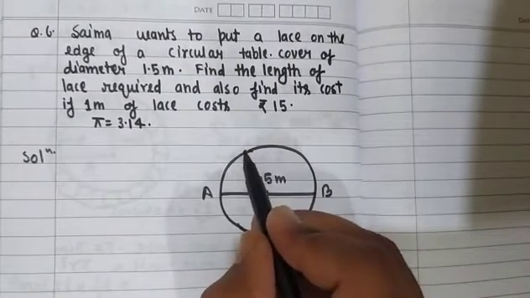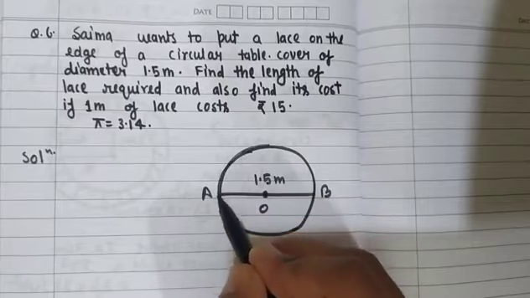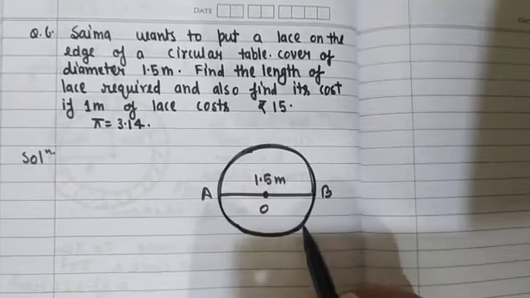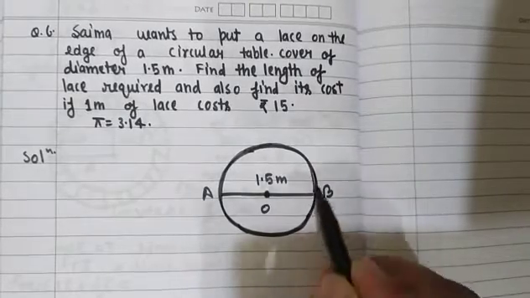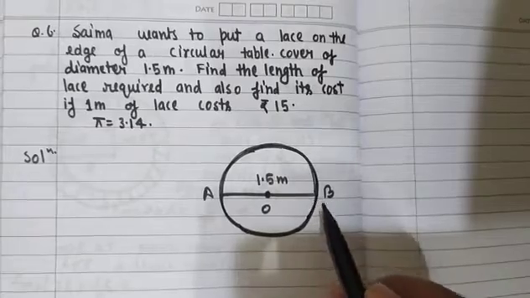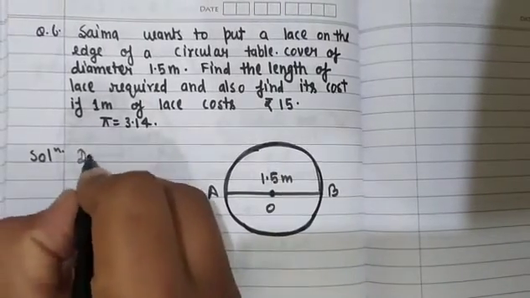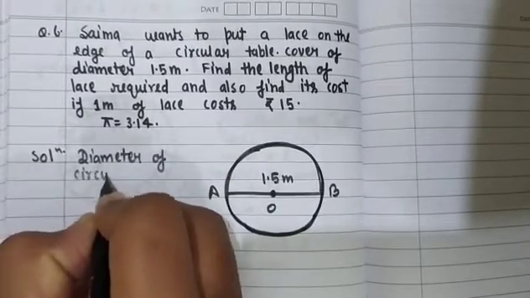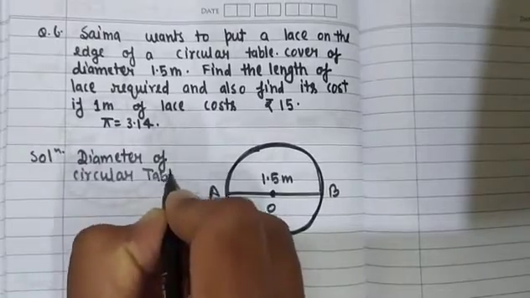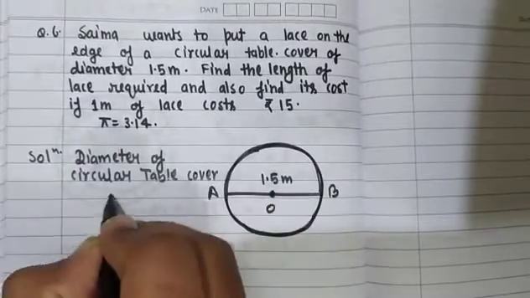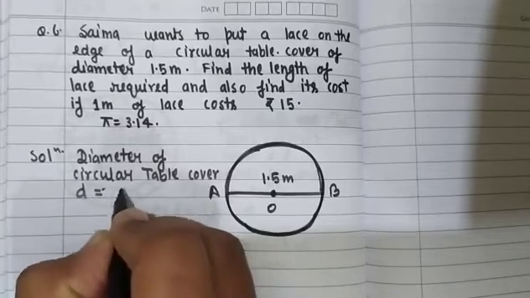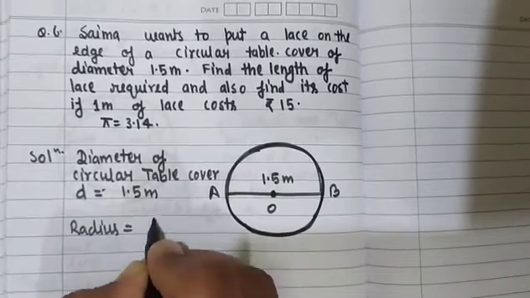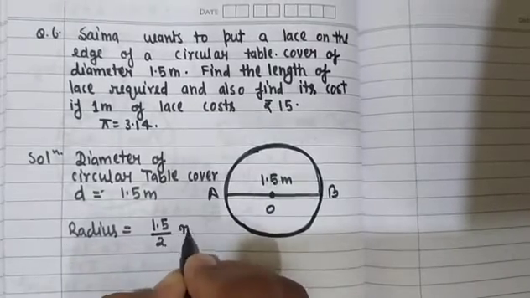Saima wants to put a lace on its boundary here. So obviously the length of the lace will be equal to the circumference of this circular table cover. So diameter of circular table cover, that is D is equal to 1.5 meter. So radius, that will be equal to 1.5 divided by 2 meter.